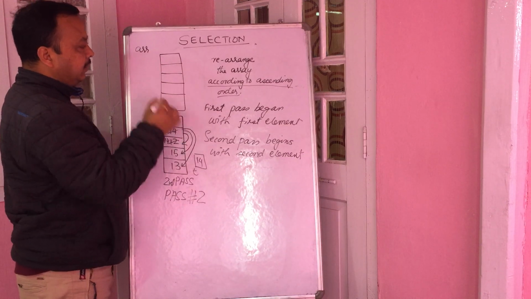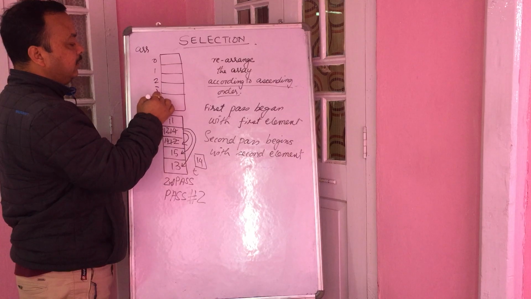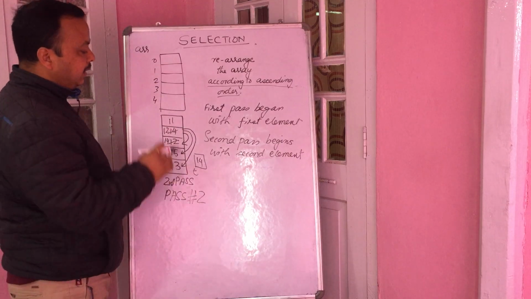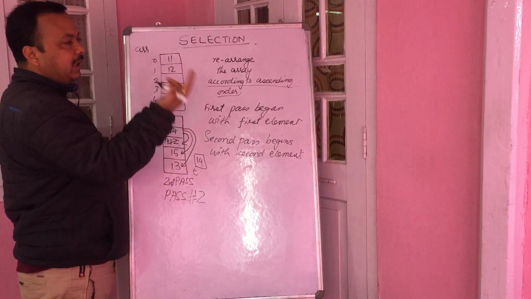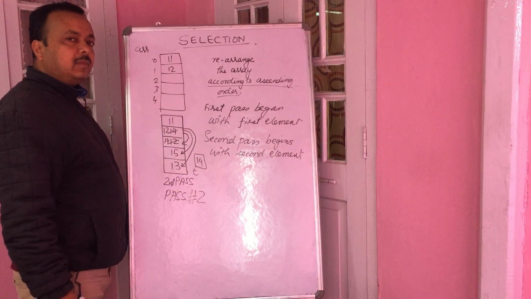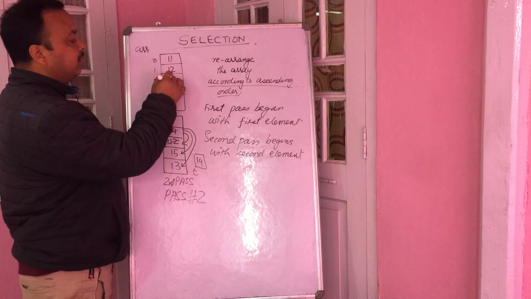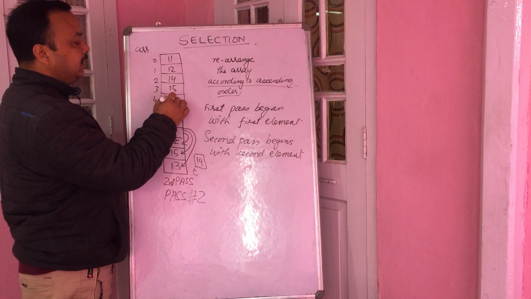3, 4, 5. So you have 0, 1, 2, 3, 4. So these are the subscripts. 11 and 12 now, after 2 passes we already have 2 elements in order, but the others are not in order. We have 14, 15 and 13.